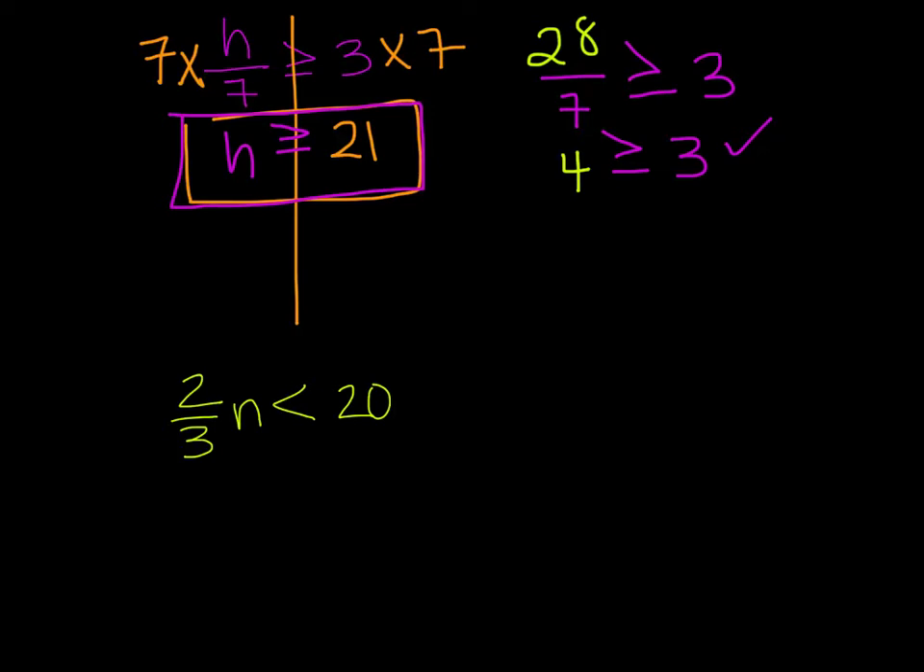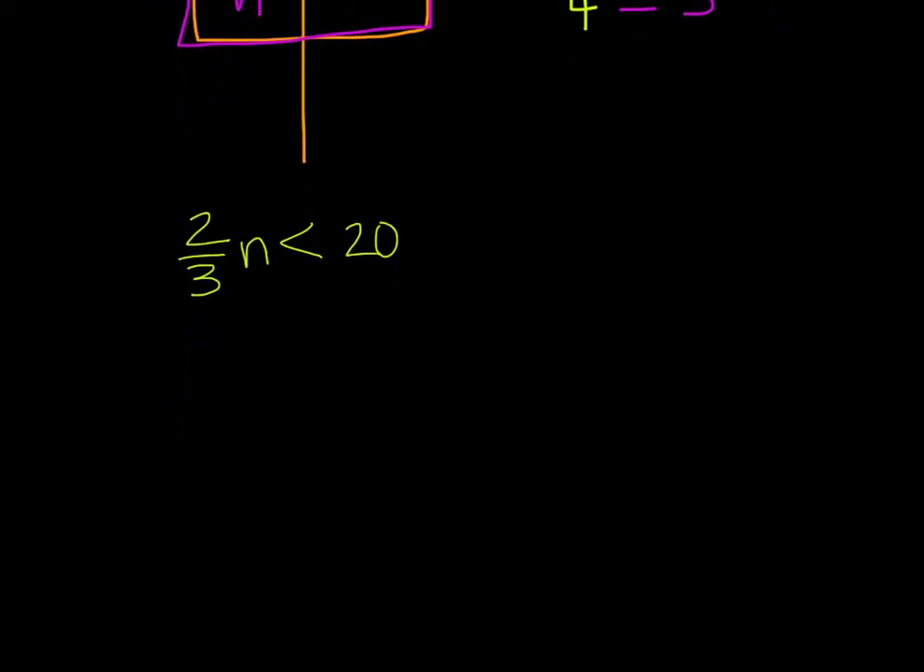Let's try this next problem. Here we go. 2/3 times n is less than 20. So we have 2/3 times n, so we could divide by 2/3, or we could multiply by that reciprocal of 3/2. We could do either one. So let's divide by 2/3.